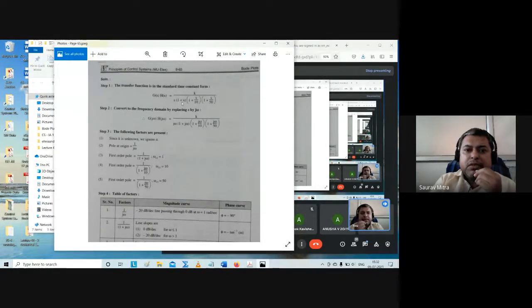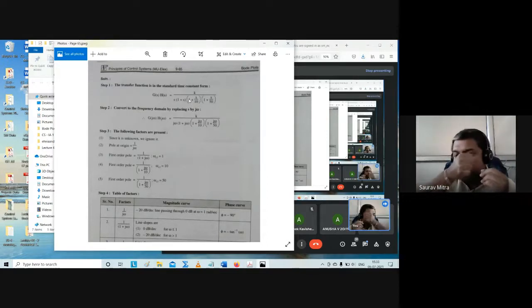So k by s into 1 plus s into 1 plus 0.1s. For 0.1s we write s by 10, and for 1 plus 0.02s, 0.02 means 1 by 50. So there are 3 corner frequencies: 1, 10 and 50. So you have to draw 4 lines. The first line is 1 by s. You have seen every time how to draw 1 by s. It starts from 1 comma 20, passes through 10 comma 0, and comes to 10 comma minus 20. So that is 1 by s.